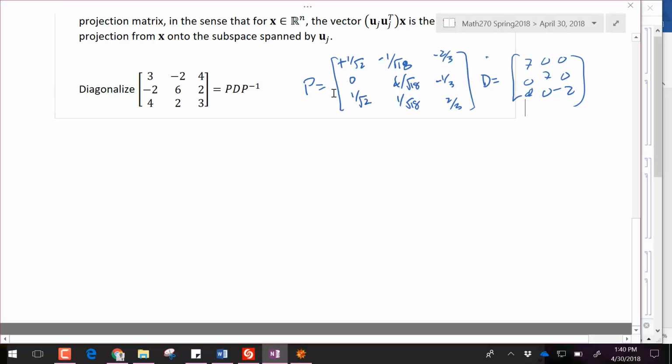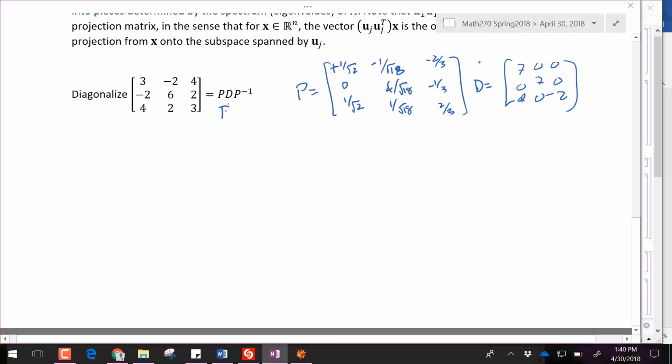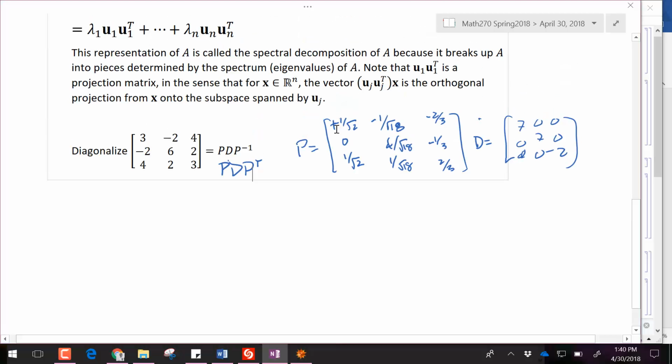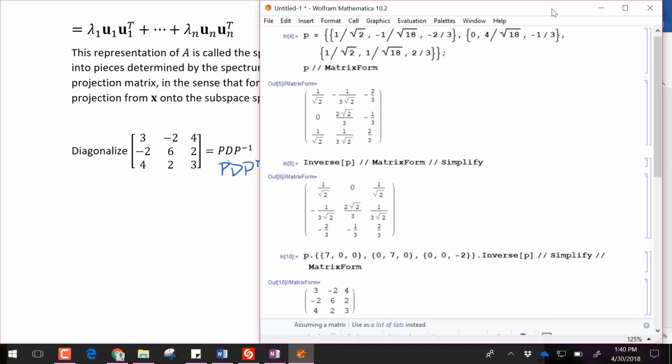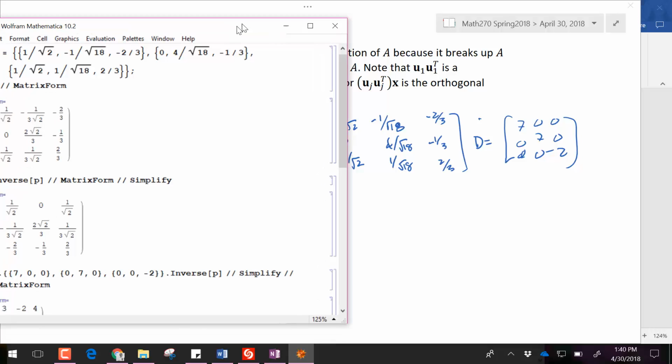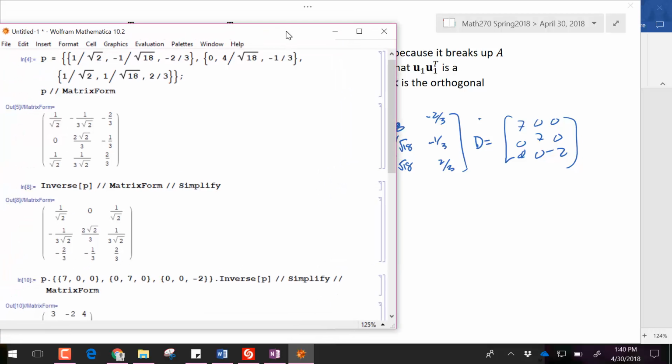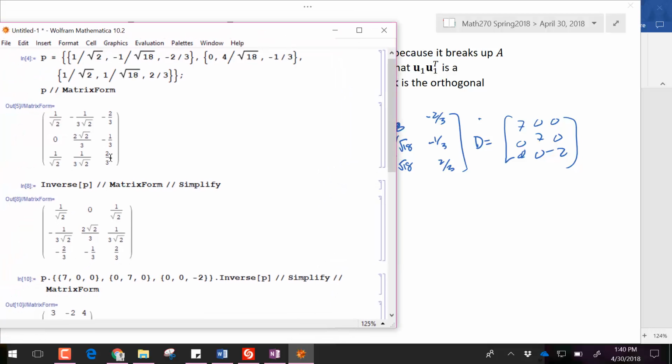And our P inverse is P transpose. So we should actually say P D P transpose, but it's the same thing. So what we want to do is take a look at each of these columns of P as the outer product. I guess I have to type that in. I'll just copy it from somewhere.